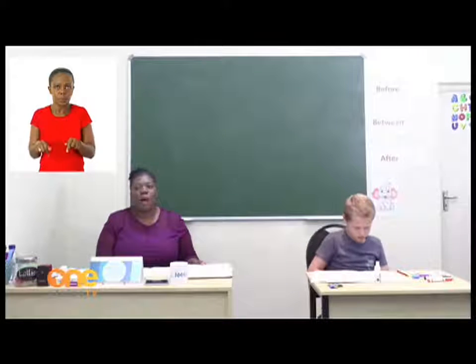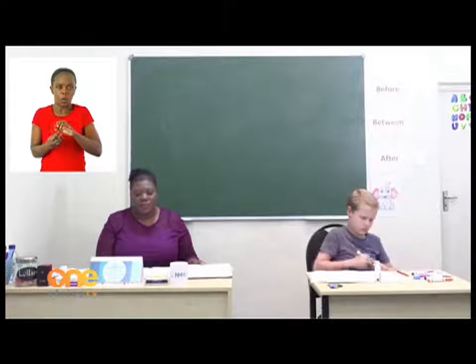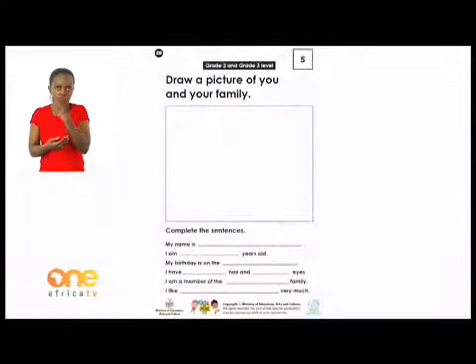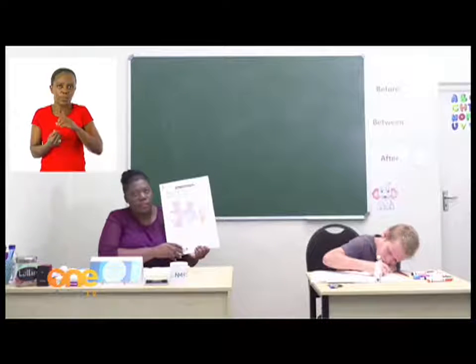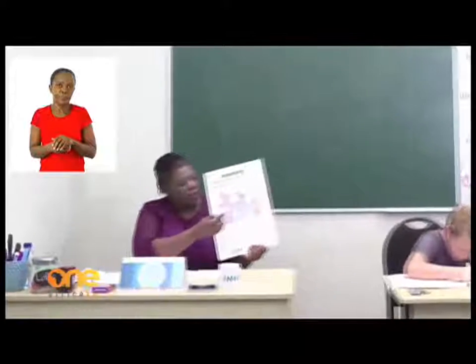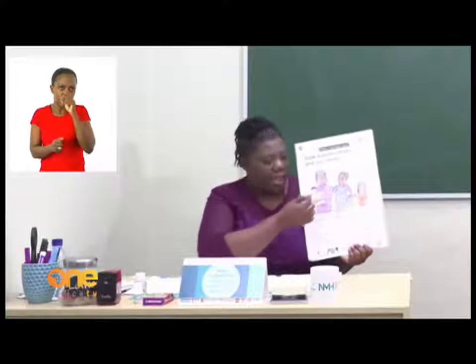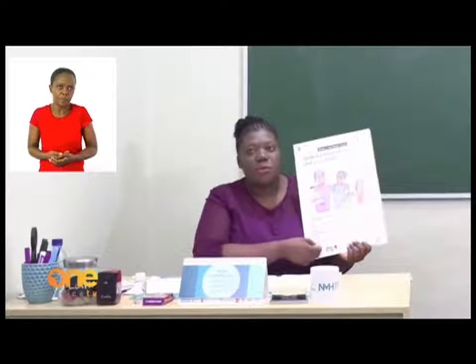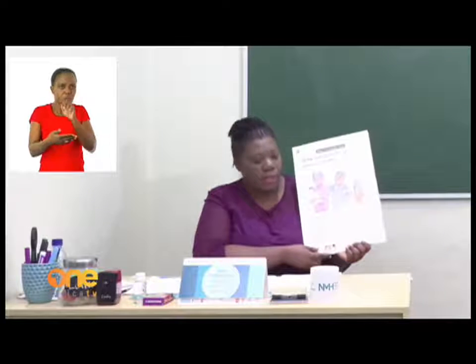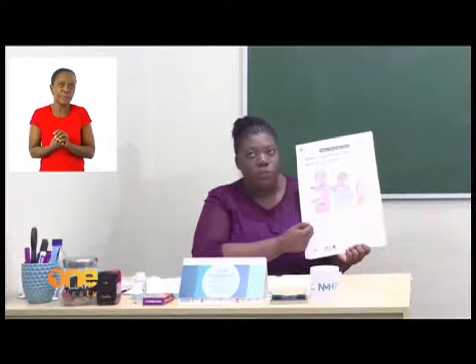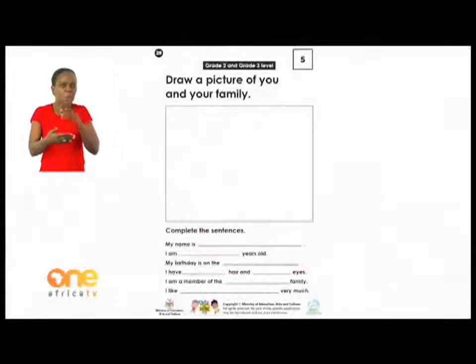Now we are going to draw our own family, and this is found on page 28. I have drawn my own picture. Let's look at the picture. We have a father, mother, brother, sister, and a baby. Here are some questions about yourself and your family. I want you to answer all the questions. My name is, if it's me, I'm going to write, my name is Louisa. And the rest of the questions you're going to answer by yourself.